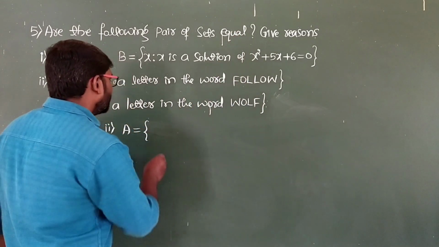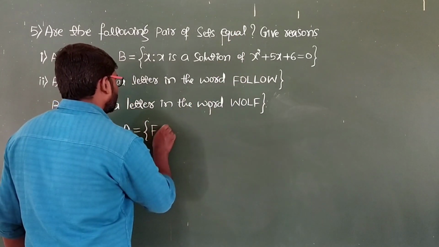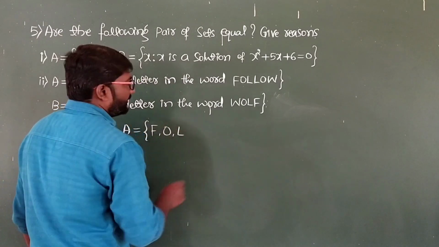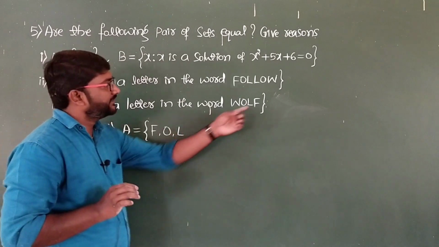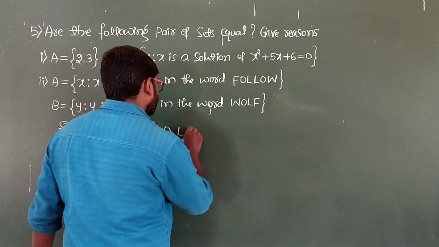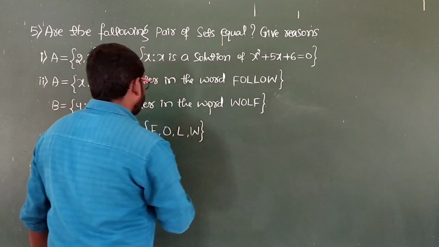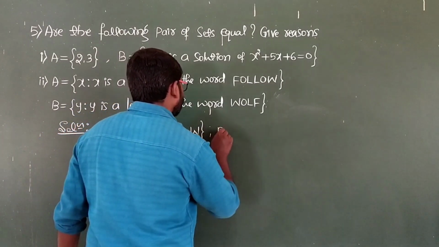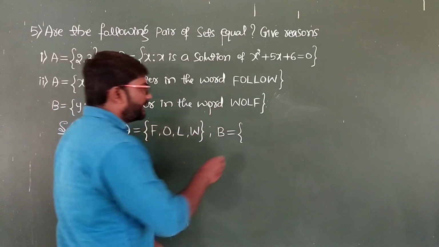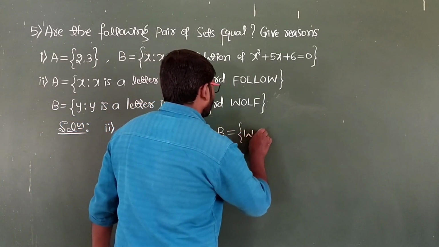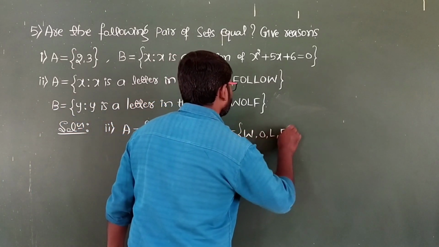So let us do that now. F comma o comma l, and then again you have o. O is already written, so don't write it. And then you have the w. So it is W, and then now I will write the set B in the roster form. So I write W comma O comma L comma F.